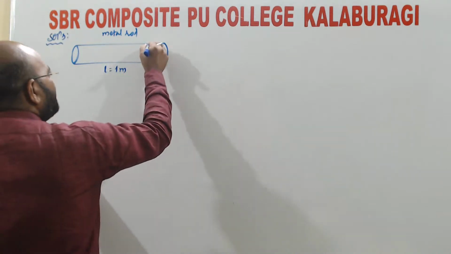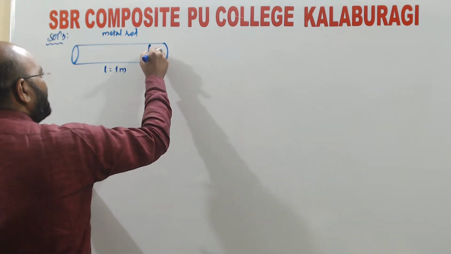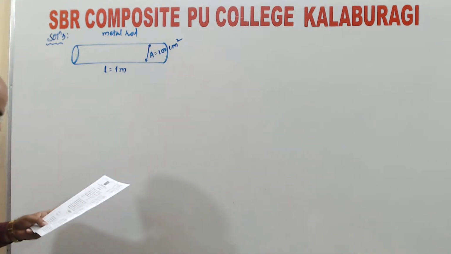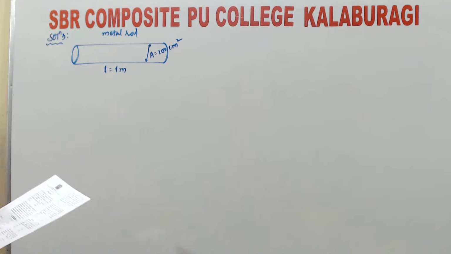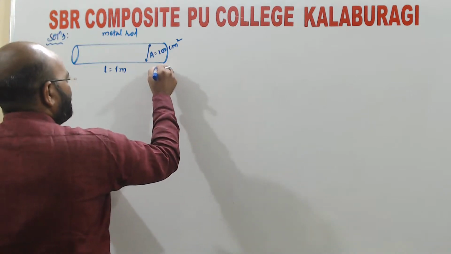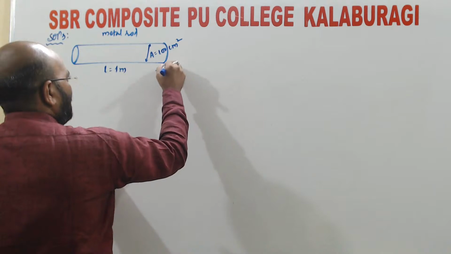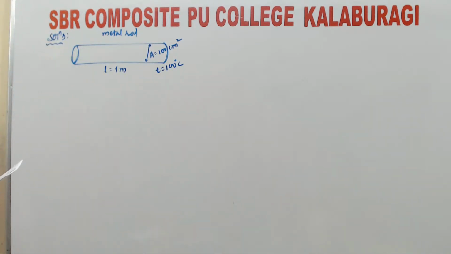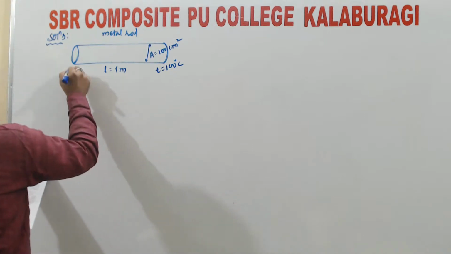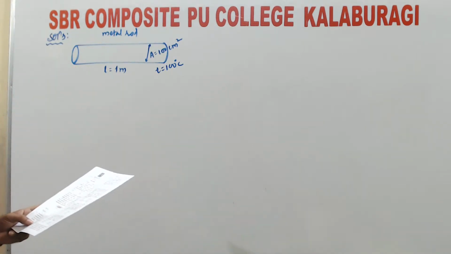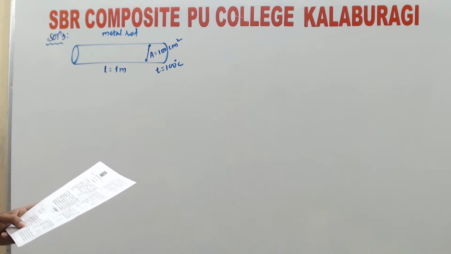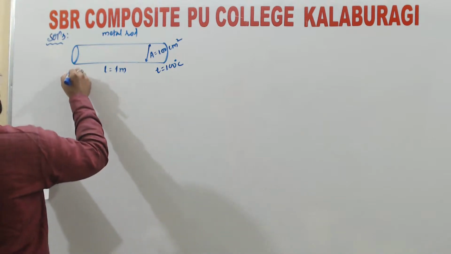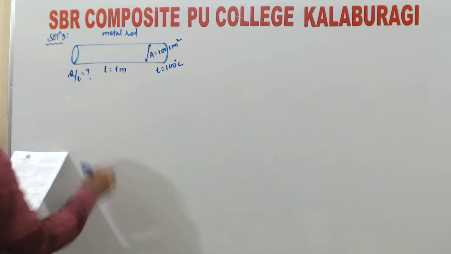Cross section area is given as 100 centimeters square. Area is equal to 100 centimeters square. One end is maintained at 100 degrees Celsius. The other end is maintained at 0 degrees Celsius. The quantity of heat transferred through the rod per minute is, question mark.